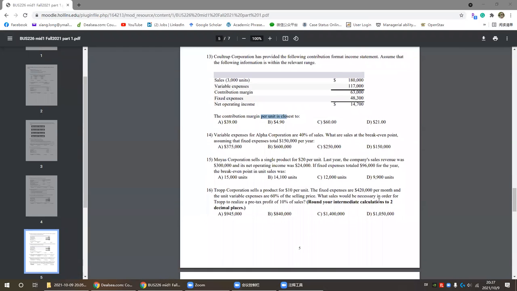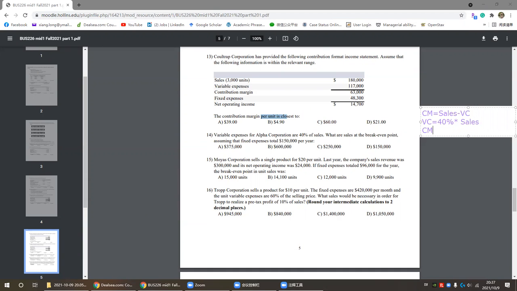The next question is question 14. The variable expense for this company is 40% of the sales. What are the sales at the break-even point, assuming the fixed expense is equal to 150,000 per year? So here, we first need to calculate the contribution margin. The contribution margin will be equal to our sales minus our variable cost, or sometimes called variable expense. In this case, our variable cost is equal to 40% multiplied by the sales.